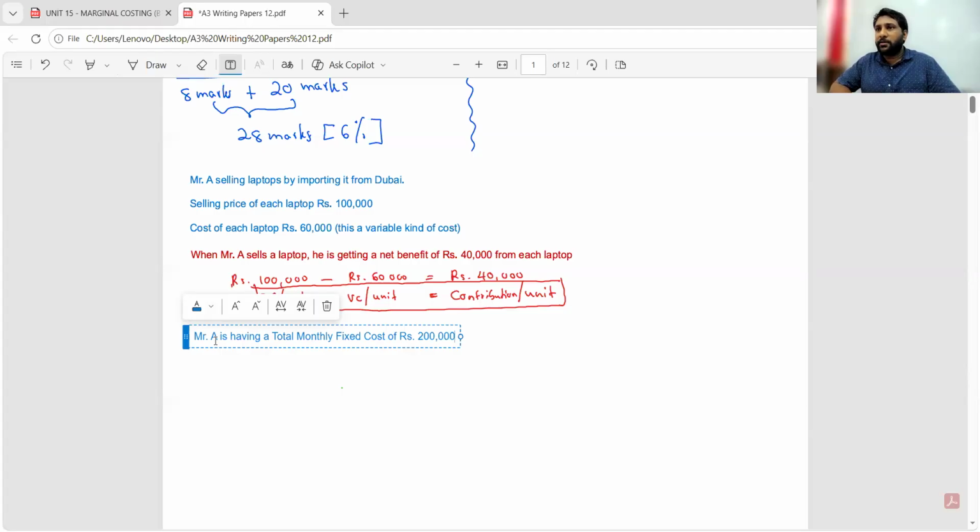Okay. So these kind of expenses are also there with him. He should cover those expenses, no? So I am asking you, for a month, if he is having these kind of rent expense, staff salaries, the fixed expenses, 200,000. To cover this 200,000, how many laptops should he sell?